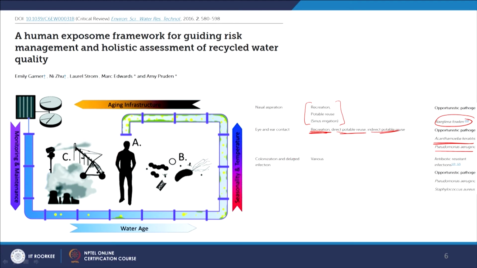Again, then we might have colonization and delayed infection, and there are various ways of getting them. Here again I am interested in antibiotic resistant genes, infections, Pseudomonas aeruginosa and Staphylococcus aureus.